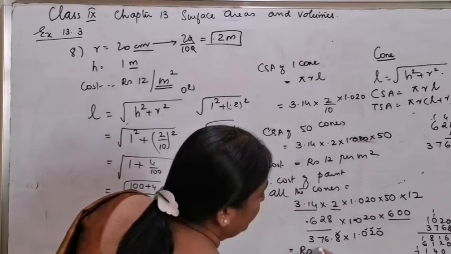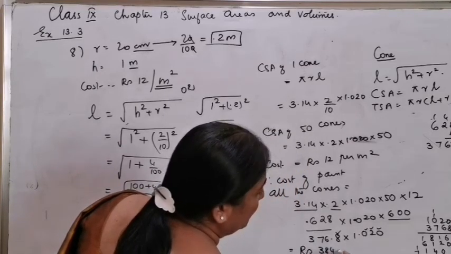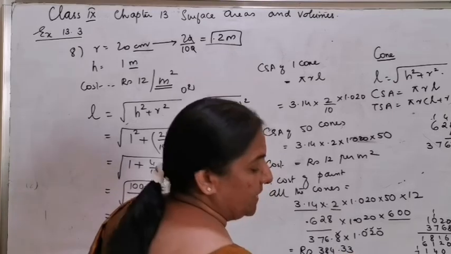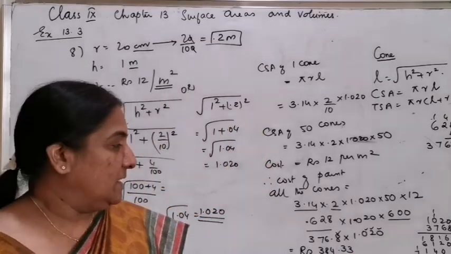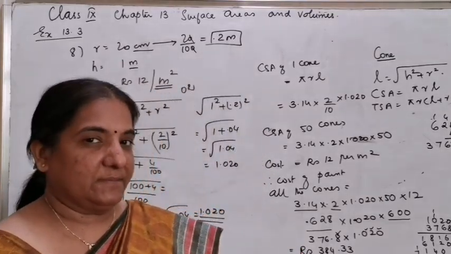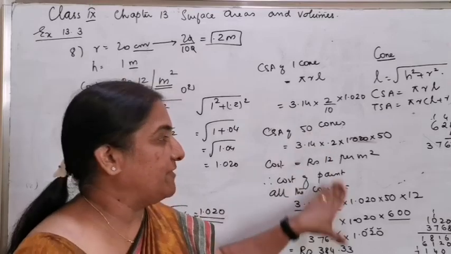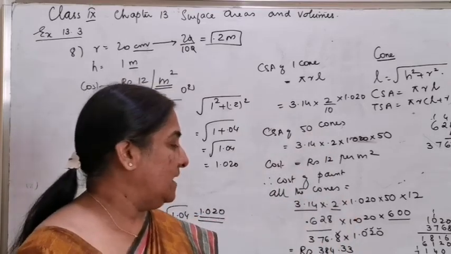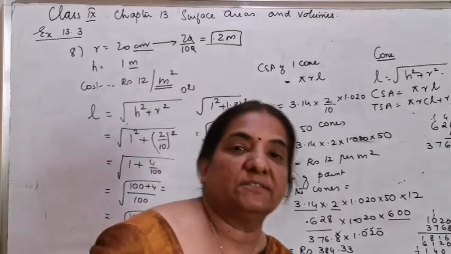Which is equal to rupees 384.3260, or you can correct it to 2 places, because the paise column has only 2 digits. The multiplication, the simplification, also you can do in any order. The final answer has to be rupees 384.33.